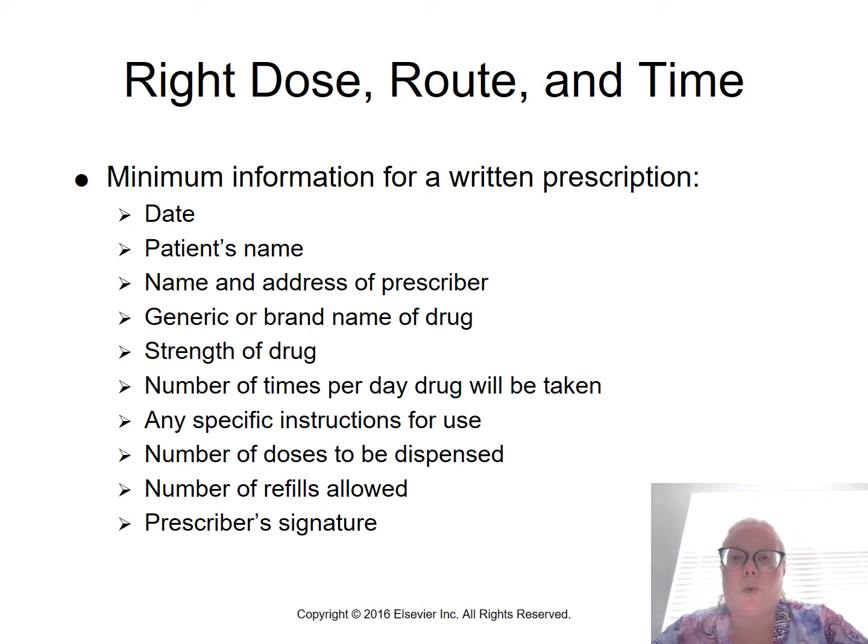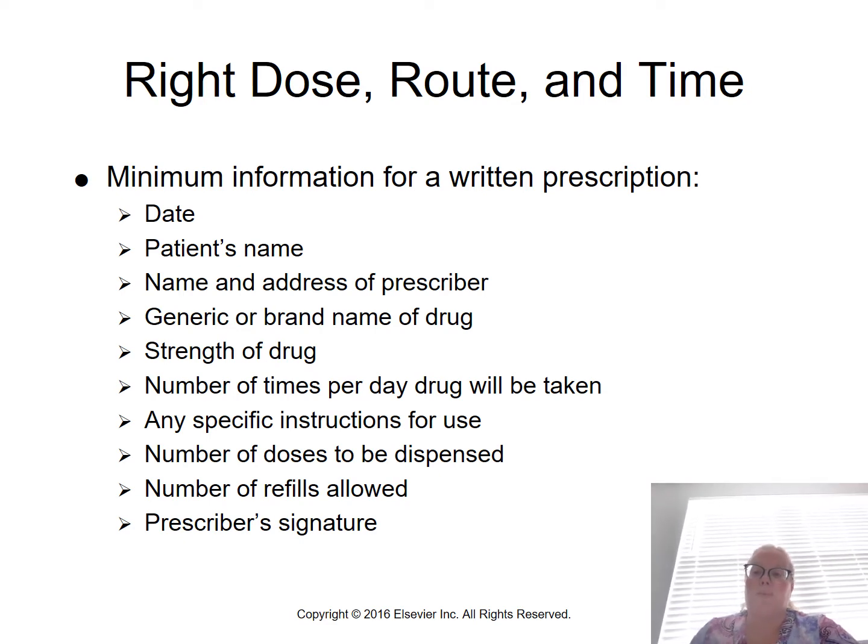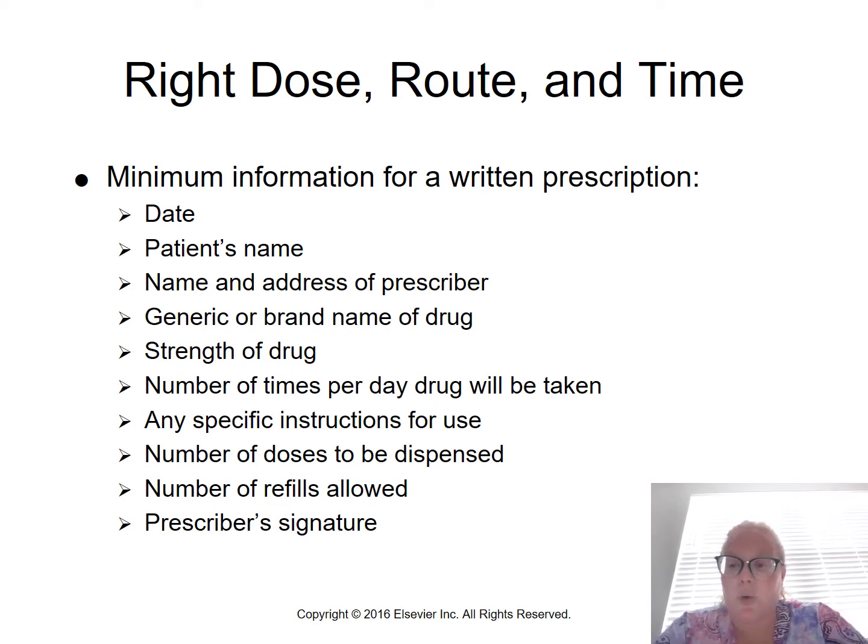Okay, and then right dose, route, and time. So this information that is the minimum information for a written prescription is required by the U.S. government. So in order for a physician or provider to write a written prescription, all of the following things have to be included. So you need a date, you need a patient's name, you need the name and address of the prescriber, you need the generic or the brand name of the drug. So you don't have to have both, but you have to have one or the other.